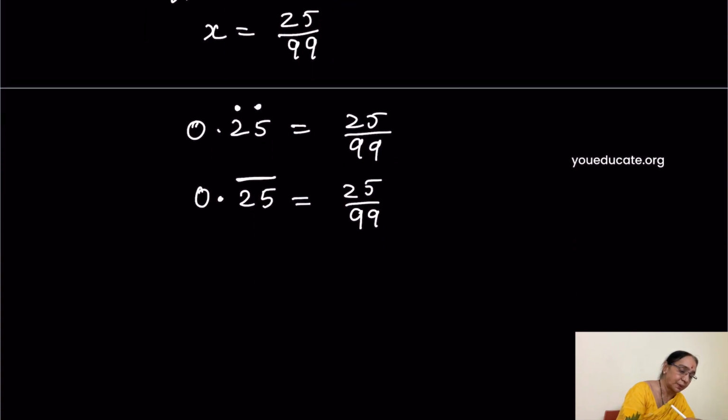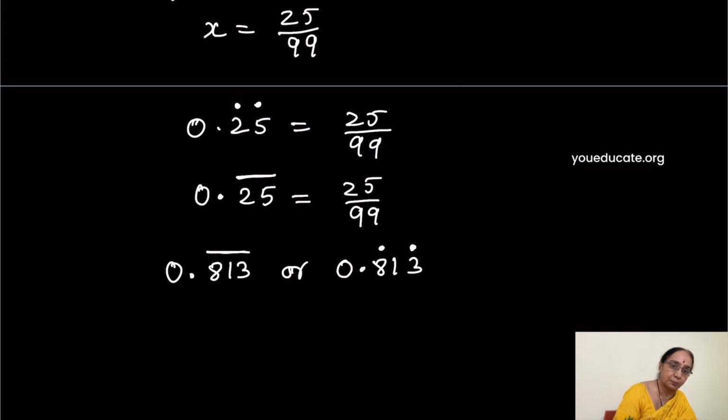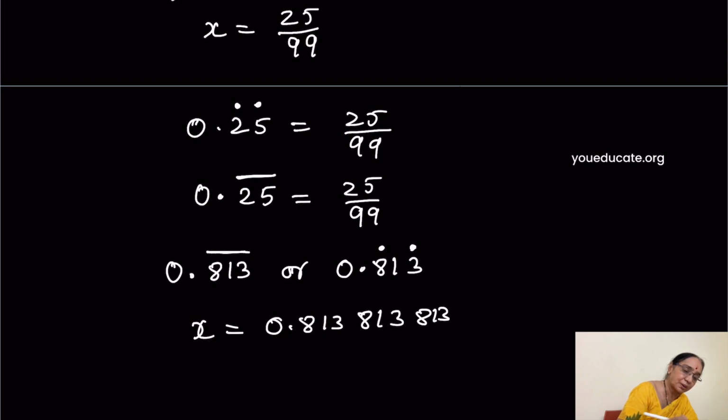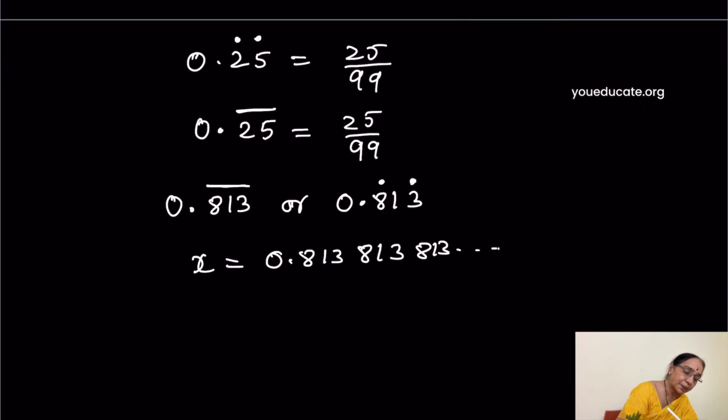Alright, we'll do one more example. Say 0.813 bar, or you can write it with dots at the starting and the ending digits. That means all 3 digits repeat. So how do I convert this into a fraction? So write x is equal to 0.813813. Now I write the expanded form just for understanding this better. So now 3 digits are repeating. I multiply by 1000 on both sides.